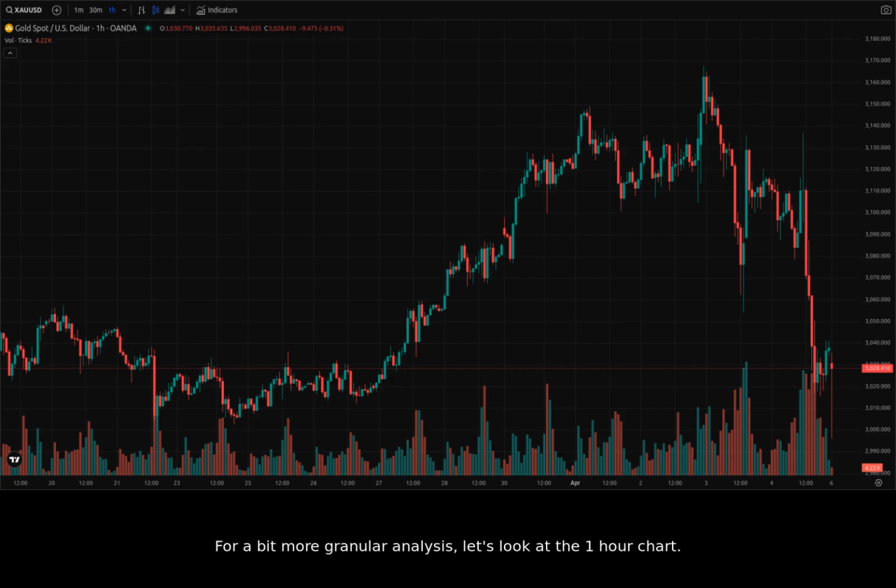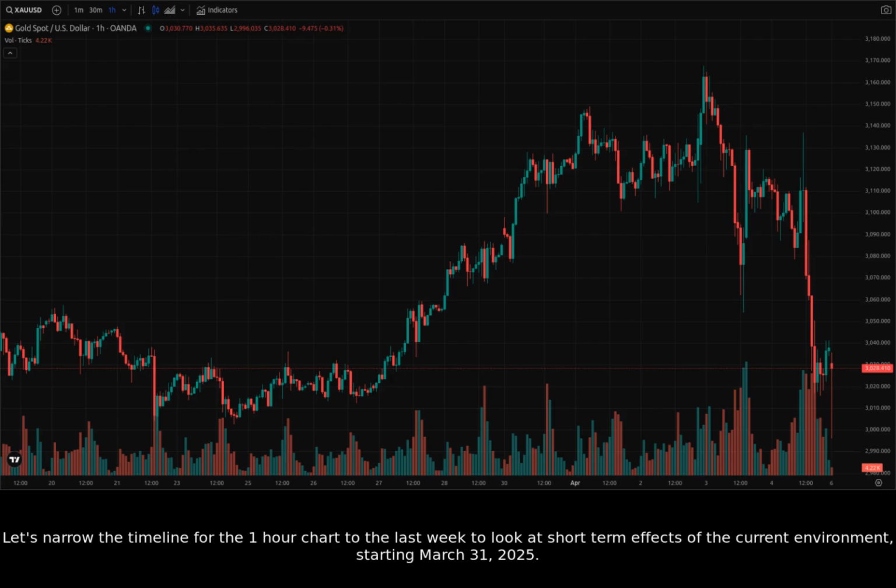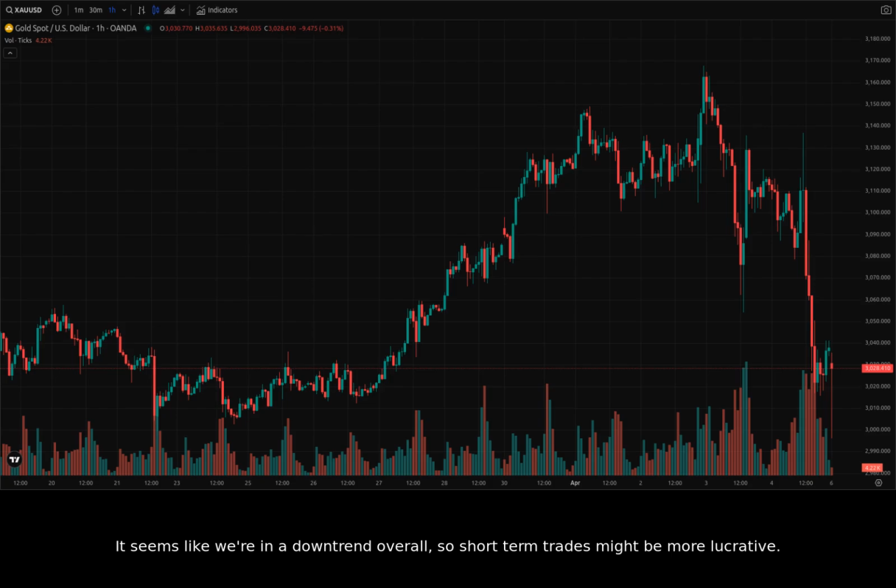For a bit more granular analysis, let's look at the 1-hour chart. Let's narrow the timeline for the 1-hour chart to the last week to look at short-term effects of the current environment, starting March 31st, 2025. It seems like we're in a downtrend overall, so short-term trades might be more lucrative. Although, if the dollar weakens, that could be a chance to get into a long position.